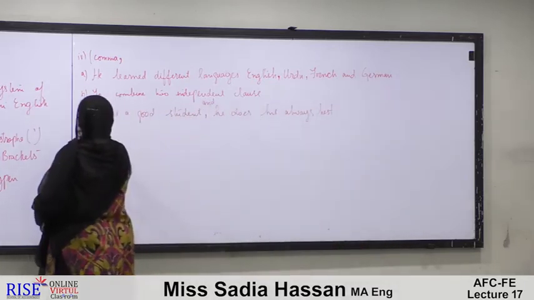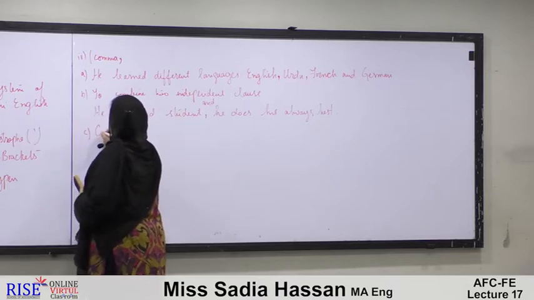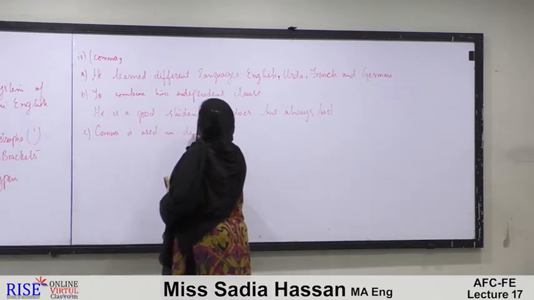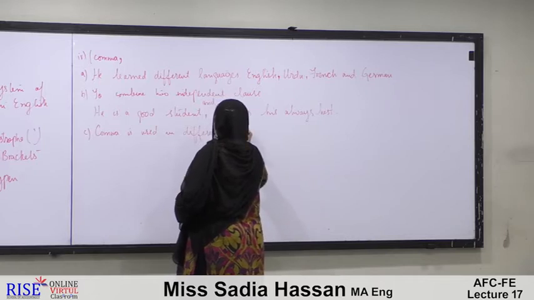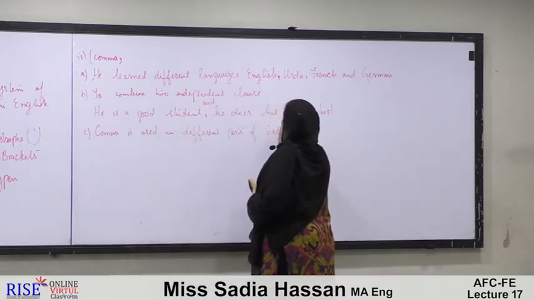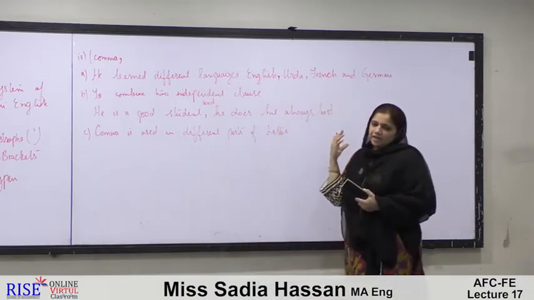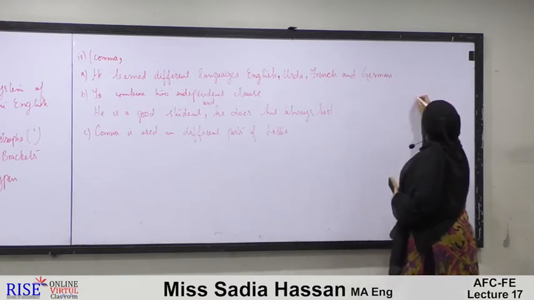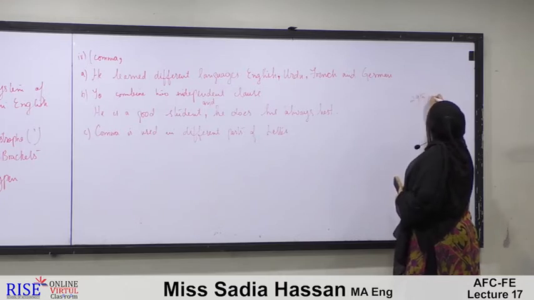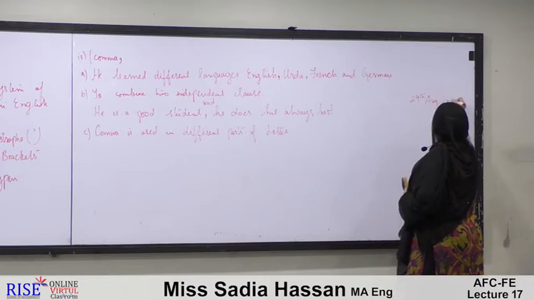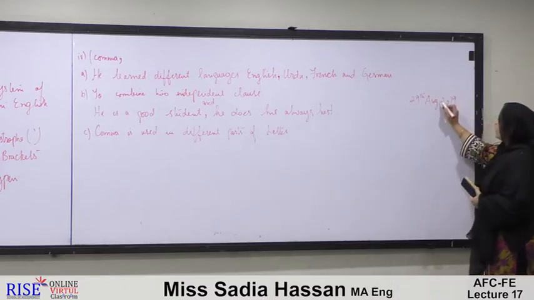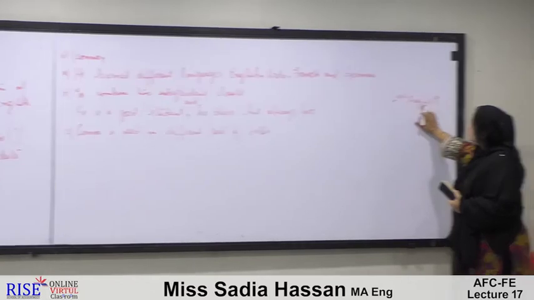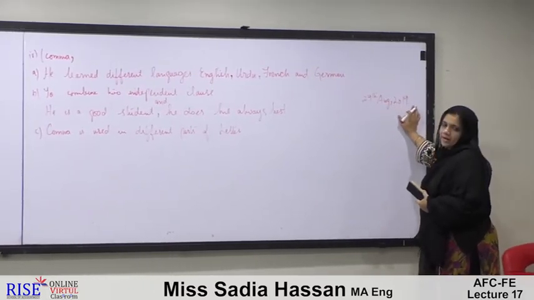Number C. Comma is used in different parts of letters. A letter is a medium of communication in language, fine, and it starts sometimes with the date, 29th August, 2019, full stop. See here, in the date, which is a part of a letter, I am using a comma over here and a full stop at the end of the statement.